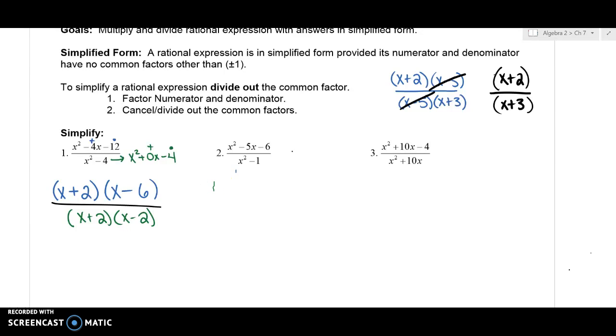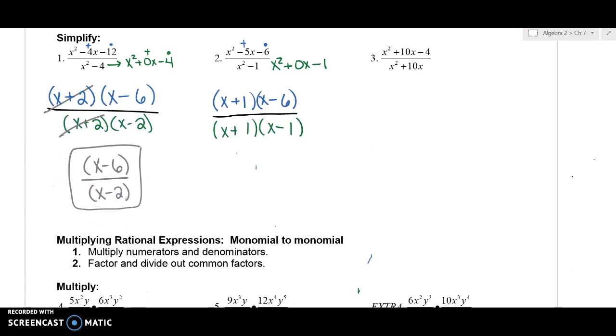All right, once we have the top factored and the bottom factored, do you see any factors on the top that match any factors on the bottom? X plus 2 cancels out x plus 2, so our final answer is (x - 6) over (x - 2). That's it. I would like you to try number 2 on your own. Once you get the numerator and the denominator factored, do you see any factors that cancel? X plus 1's cancel, so our final answer is (x - 6) over (x - 1).